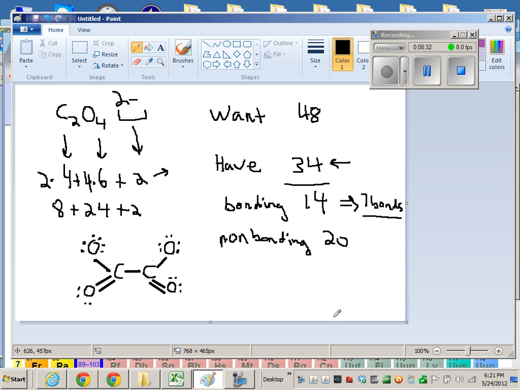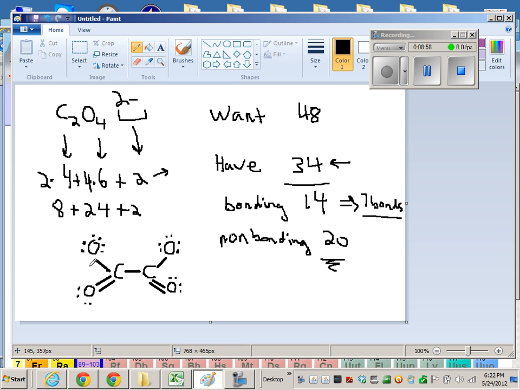Let's make sure the number of electrons total is accurate. Or let's just do non-bonding. So there's supposed to be 20 non-bonding electrons. 1, 2, 3, 4, 5 pairs over here, and 1, 2, 3, 4, 5 pairs over there. So that's 10 pairs or 20 non-bonding electrons. If I add them together, I get 34 valence electrons, which is the right number of electrons. Let me make sure that I filled every octet, and if I have, then we're done.